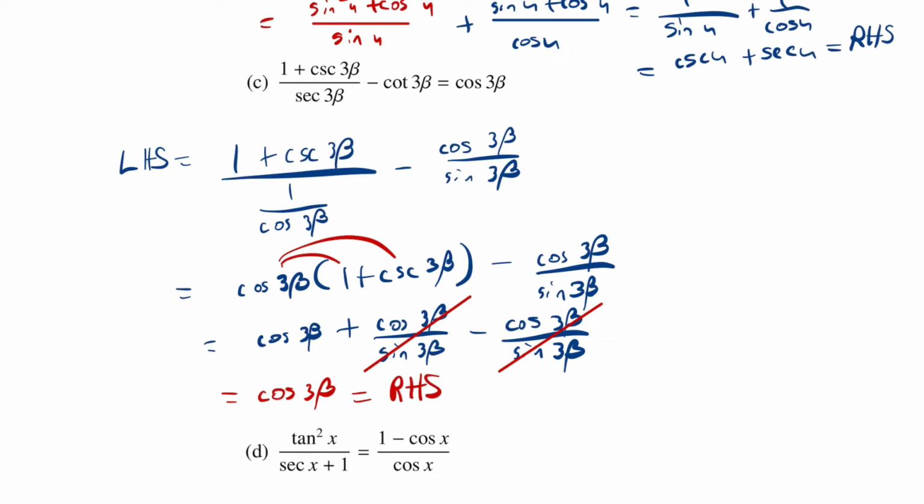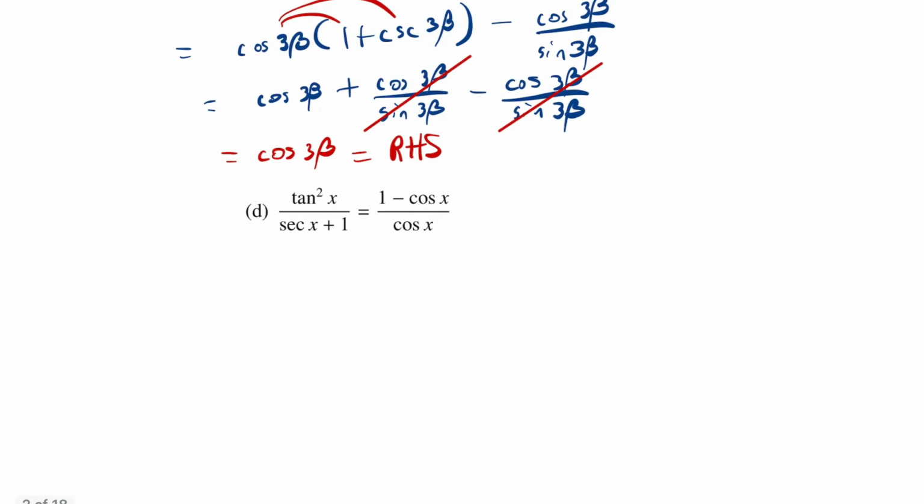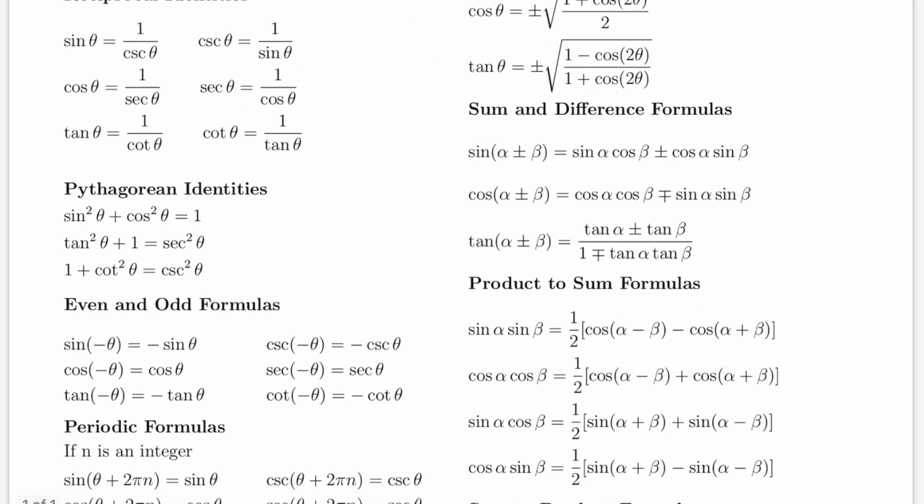That's equal to the right-hand side. All right, for this problem, the next one, as soon as I see tangent squared and I see secant plus 1, I think of the identity. Go to your trig formulas. Here's an identity. This is the one I'm thinking about. So tangent squared plus 1 equals secant squared. So let's go ahead and write that. Tangent squared plus 1 equals secant squared.